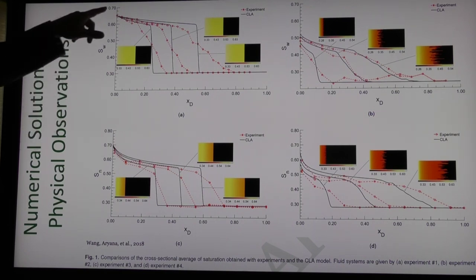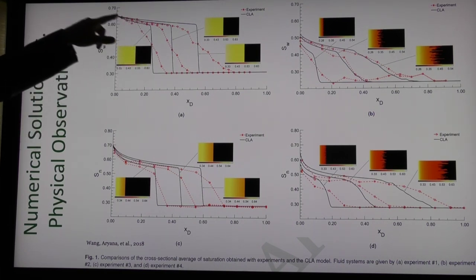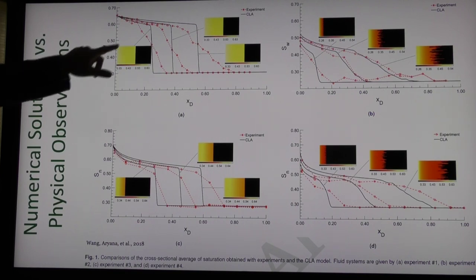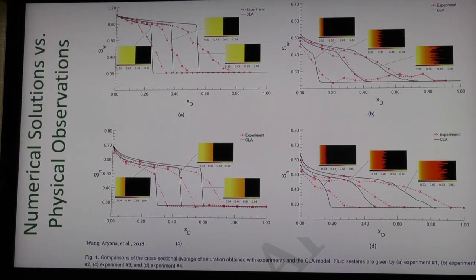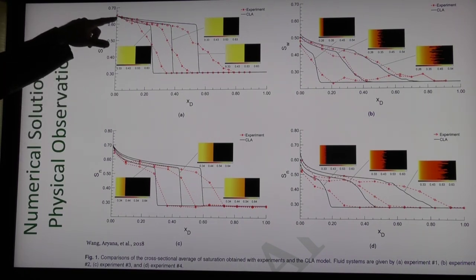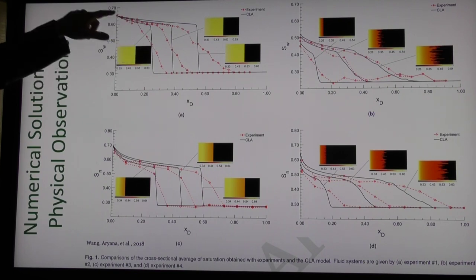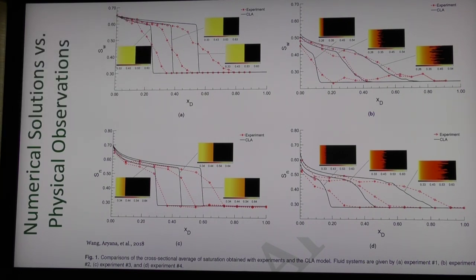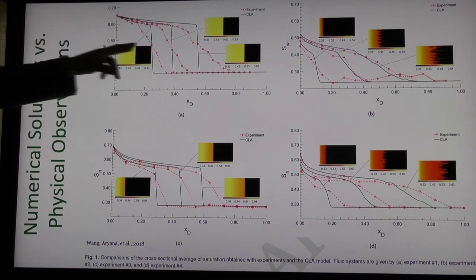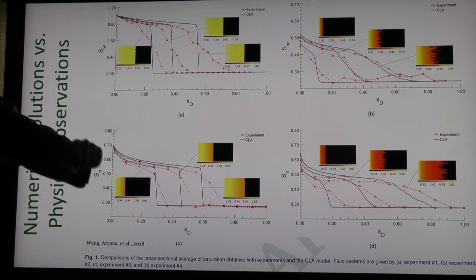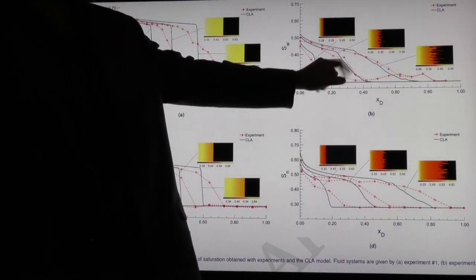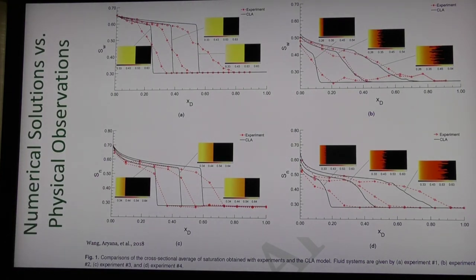These are numerical results, one-dimensional solutions that are based on two-dimensional simulation runs using high-resolution numerical simulators, research-grade simulators. These figures compare these black numerical solutions to the red data coming from tomography-based experiments. And they don't agree. This one is all right, but in general, there's not an agreement.